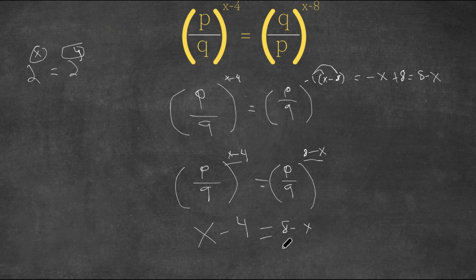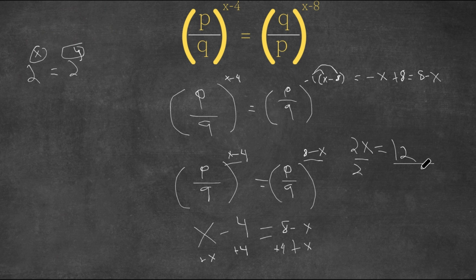And now all we have to do is simply solve for x. I'm going to add x on both sides and add 4 on both sides as well, so that we can bring the x onto one side and the numbers on the other side. Now x plus x is 2x, and this equals 8 plus 4, which is 12. So we have 2x equals 12. This is very simple.